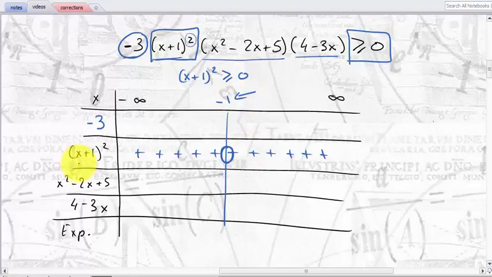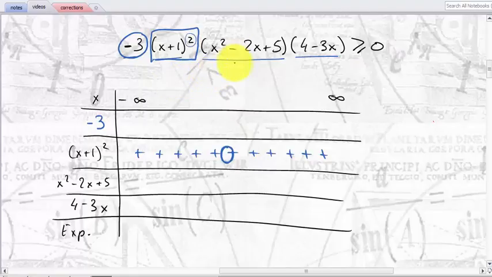So it's up to you if you write it or if you don't write it, but make sure if you don't write it, you're going to write the -1, okay? I'll show you what I do. And then finally, let's look at this factor right here.